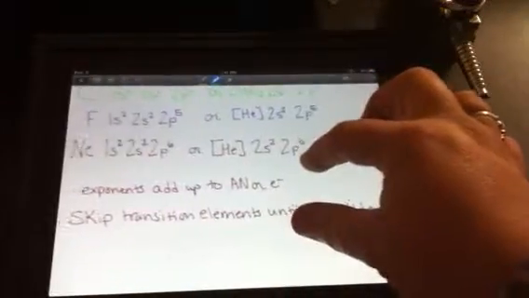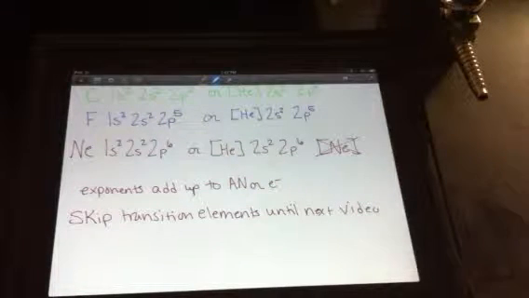So, exponents add up to the atomic number or the number of electrons. I'm going to ask you to skip transition elements until the next video.